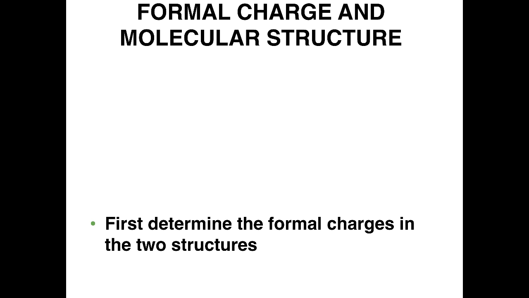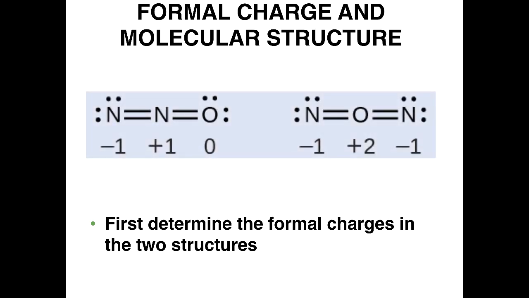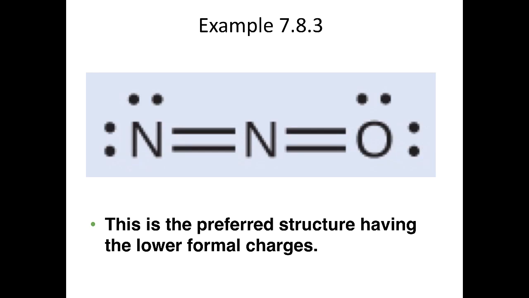First, you have to determine the formal charge on the two structures, and here it is. If you need to go through the calculation again, we can do that in class. You'll notice that the one with the more zero formal charges is the one on the left, so hopefully you pick the one on the left. This is preferred because it has the lower formal charges.